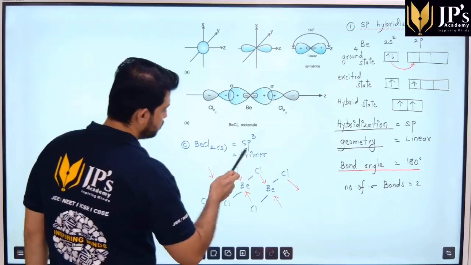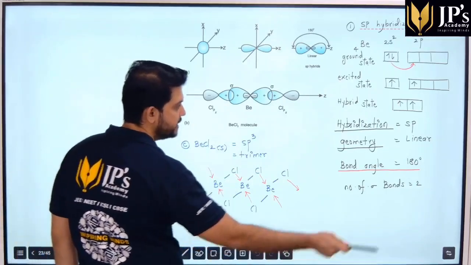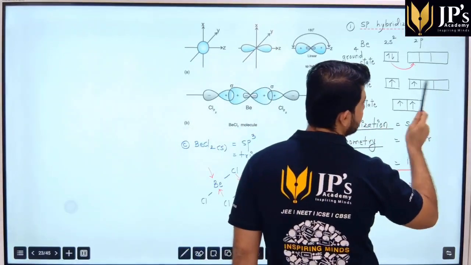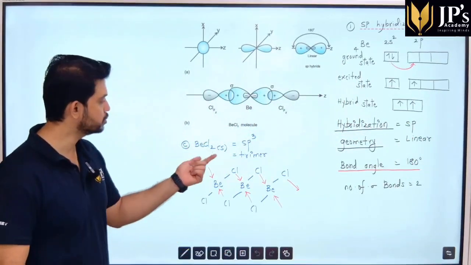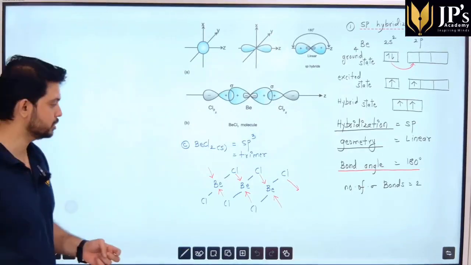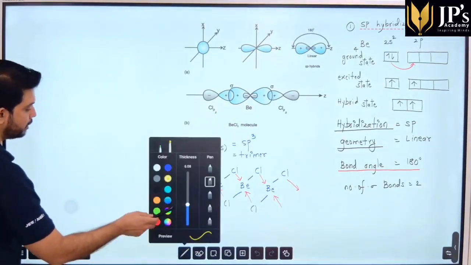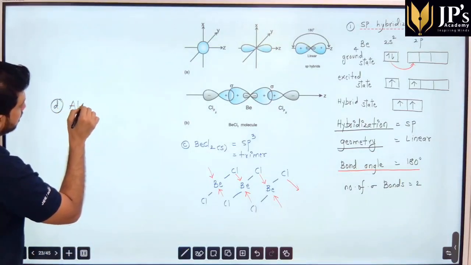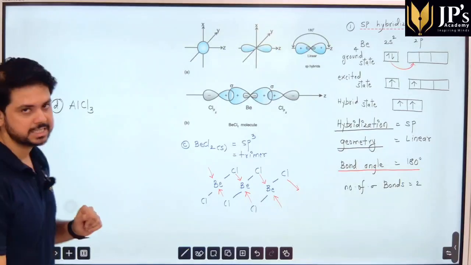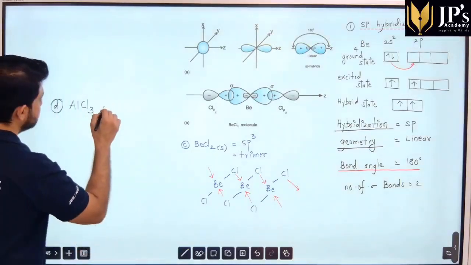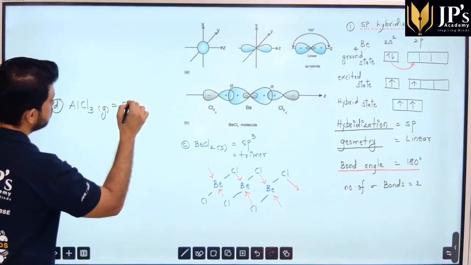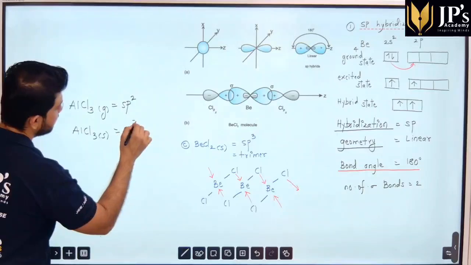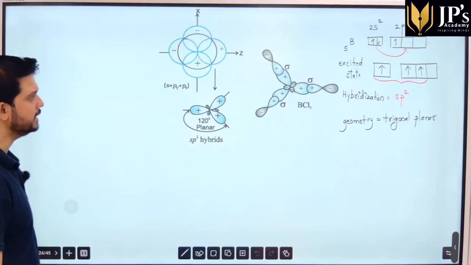Students, BeCl2 in case of solid state, so gas में it is sp hybridized, but solid state में क्या होता है, ये जो unhybridized orbitals हैं they are used and it forms what is called a polymer. So polymerization होता है. And not only in BeCl2 students, आप एक और example ऐसे याद रख सकते हैं. For example, there is also dimerization in AlCl3. AlCl3 in gaseous state we can say that it is sp2 hybridized, but in solid state it becomes sp3 hybridized, and again there is dimerization.